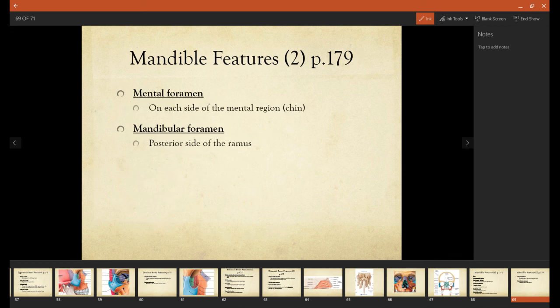There are also two foramen found on the mandible. The mental foramen are on each side of your chin, and the anatomical term for your chin is actually mental protuberance. And then the mandibular foramen are on the posterior side.